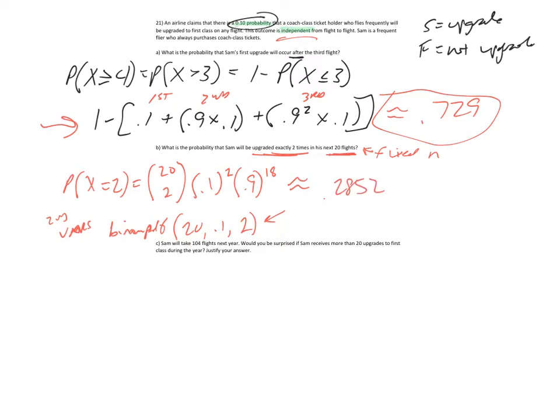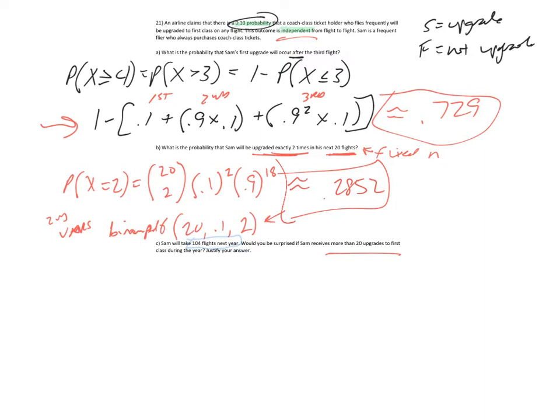The third one, so give that a little square as well, a rectangle. Next one, Sam will take 104 flights next year. Would you be surprised if Sam receives more than 20 upgrades? Again, much like part B, we've got more than 20 is a number of successes. We've got 104 here is the number of trials. Okay, so this has the binomial makings again.